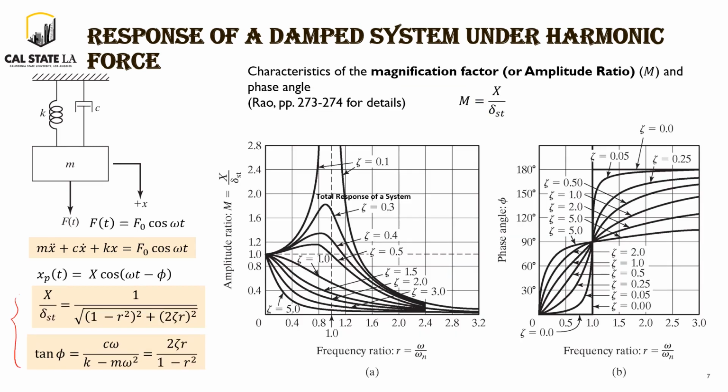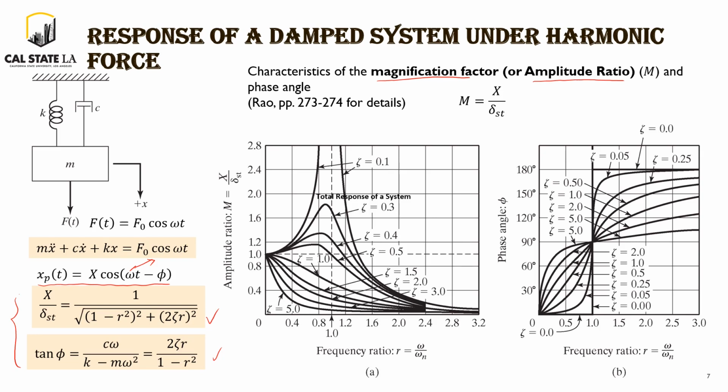So given this mass spring damping system, the particular solution has a form which is harmonic. The frequency depends on the frequency of the external force, and the magnitude X over the static deflection delta st is equal to this, and tangent phi is equal to 2 zeta r over 1 minus r squared. And over here, X over delta st is the definition of a magnification factor, or we can also call it an amplitude ratio. So then we want to see what happens by plotting them out.